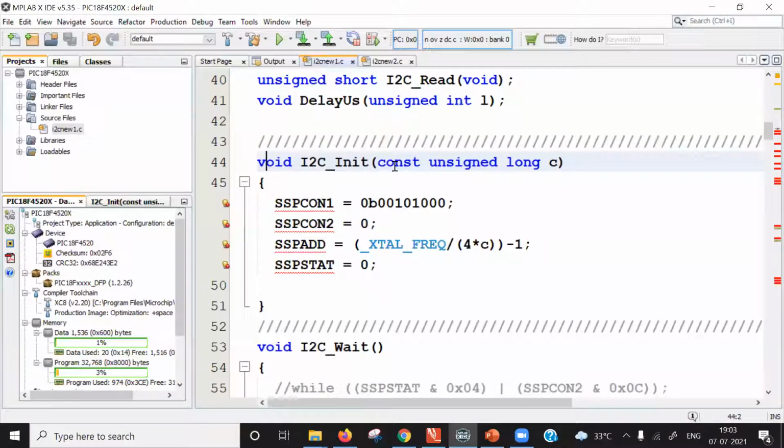So it supports 100 kilohertz, 200 kilohertz, and 400 kilohertz baud rate. So we'll use 100 kilohertz baud rate. This baud rate is received in this variable C, and this variable C is used in loading the value in SSP address register. So I will discuss how it is calculated. Now what is first register here is SFR, SSP control register 1, and it is loaded with this binary number 00101000. Now what is the meaning of these bits?